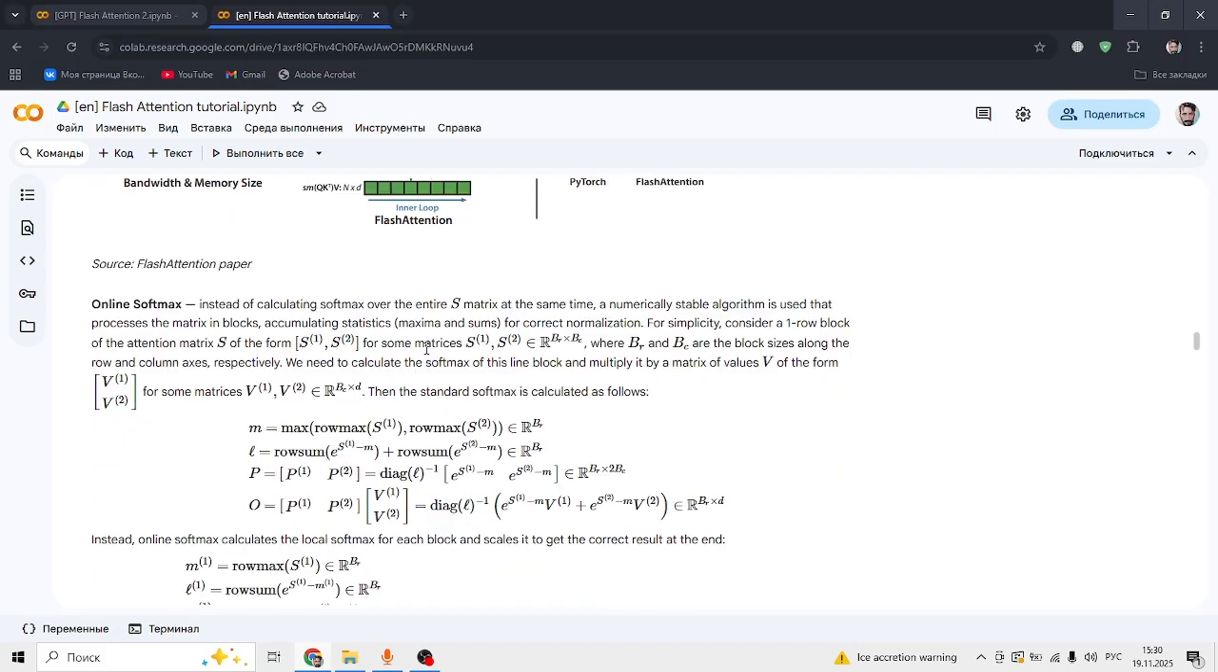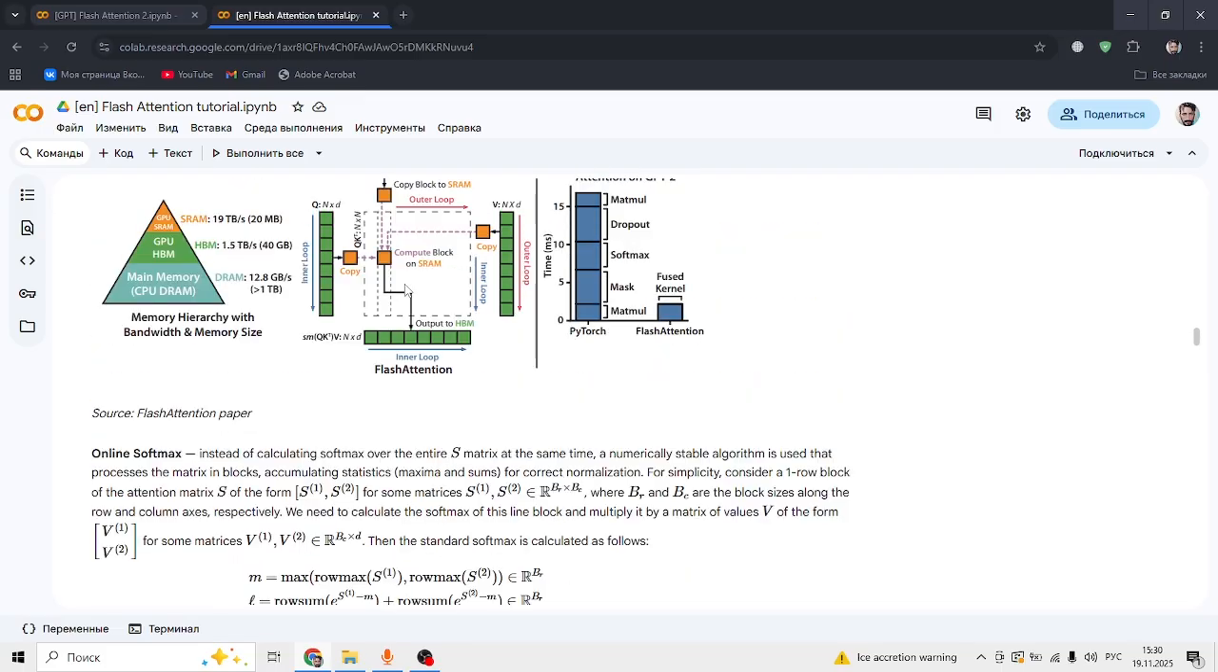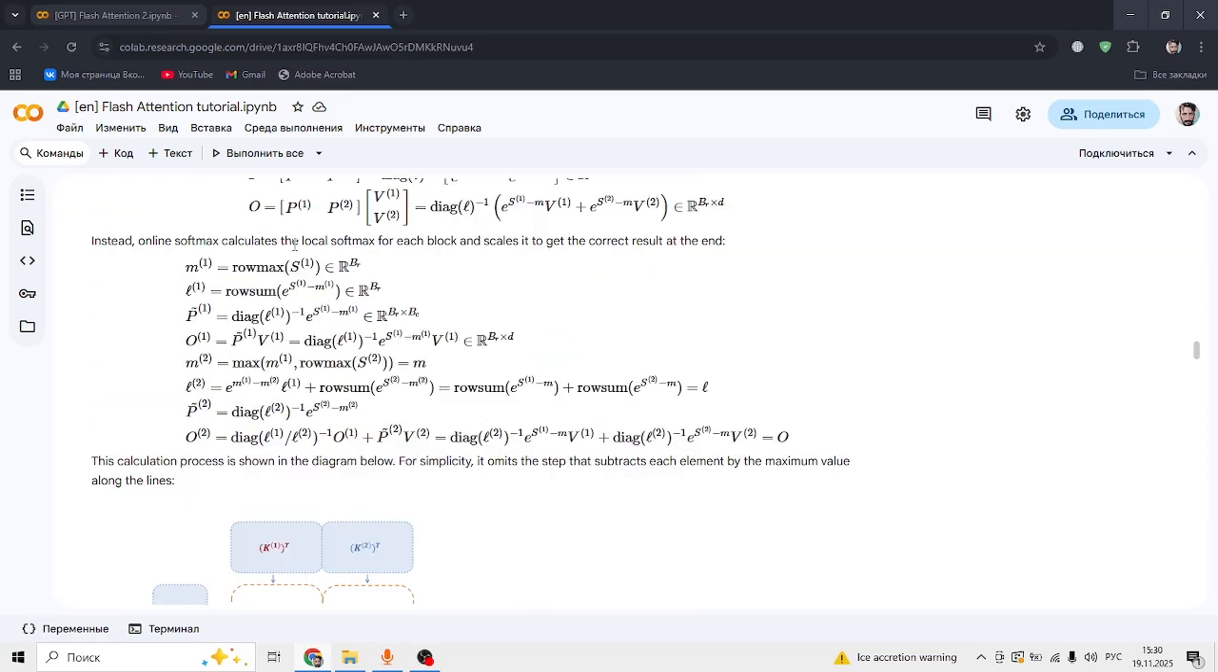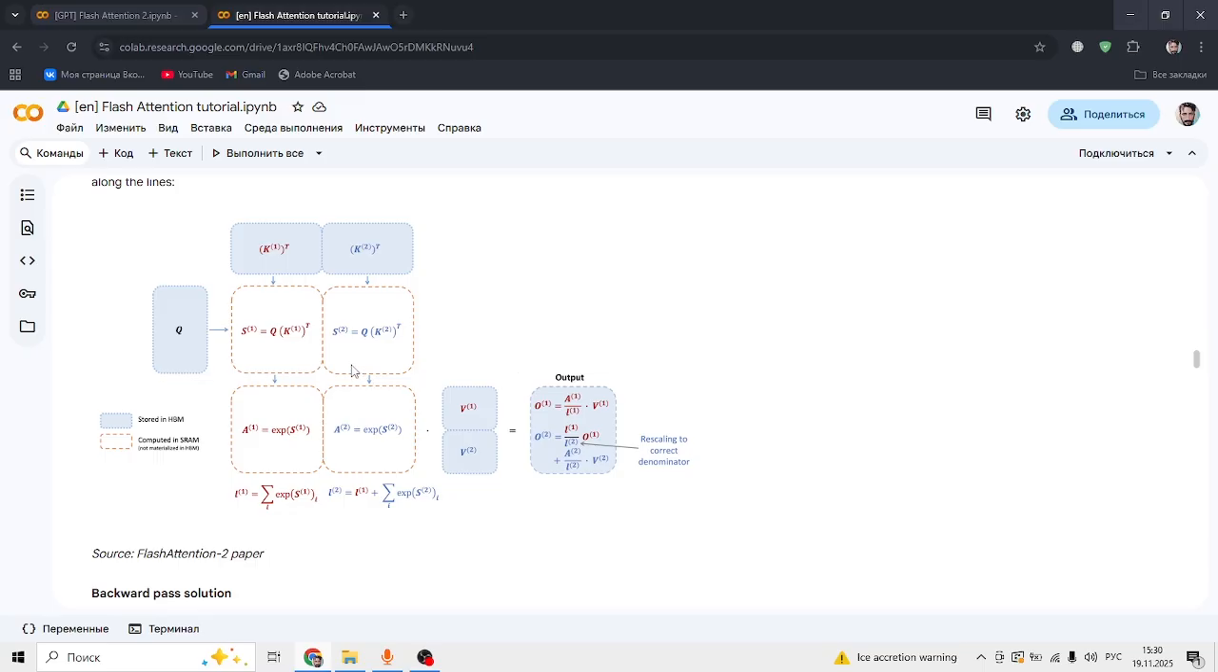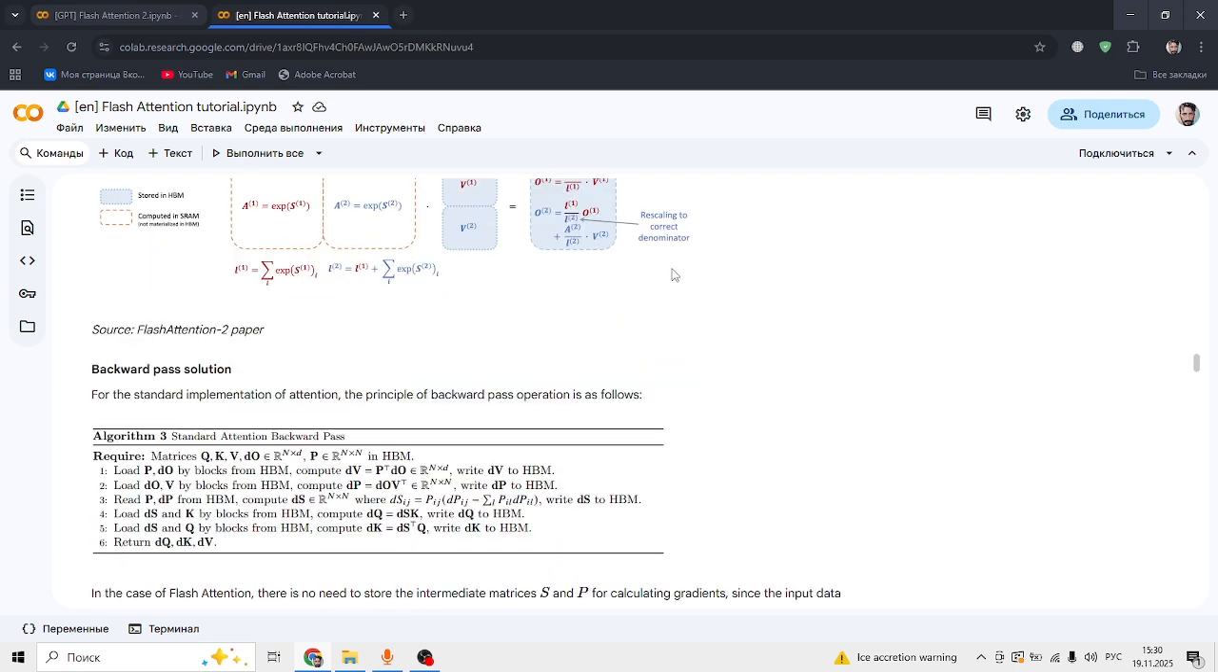Another thing is softmax. Instead of calculating softmax for all attention matrices, we calculate softmax for each block. So for the current block, we take the current block, we compute this, and we calculate softmax for this block. Formulas look like this, and schematically it looks the next way. So everything is simple, and this idea is amazing.